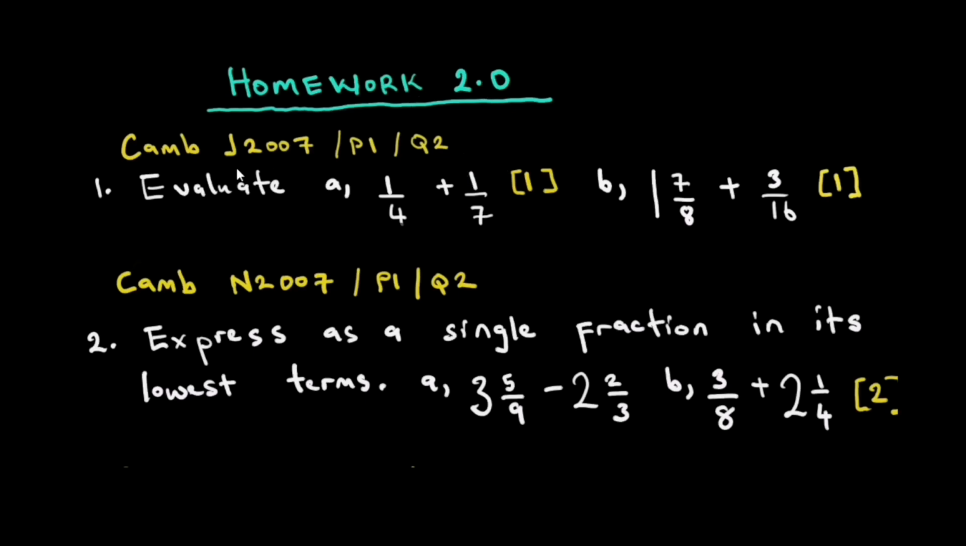Our first question is taken from the Cambridge paper written in June 2007, paper 1. It says evaluate: A, 1/4 plus 1/7, for 1 mark; B, 1 and 7/8 plus 3/16. Our second question is taken from Cambridge November 2007 paper 1. It says express as a single fraction in its lowest terms. So take note: single fraction, lowest terms. Part A, 3 and 5/9 minus 2 and 2/3. Then part B, 3/8 plus 2 and a quarter.